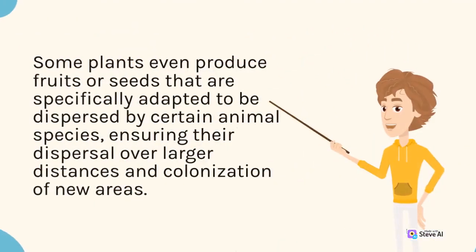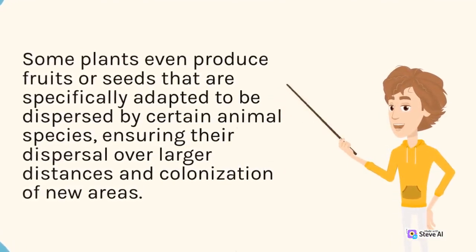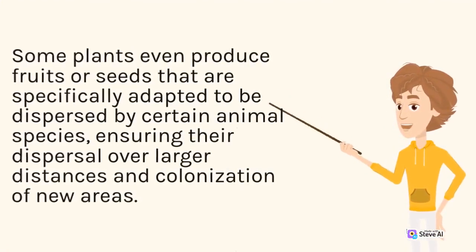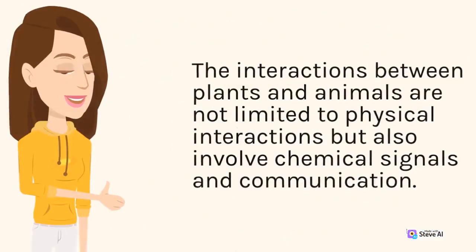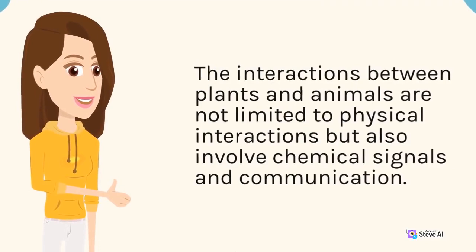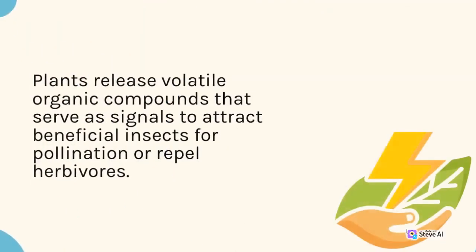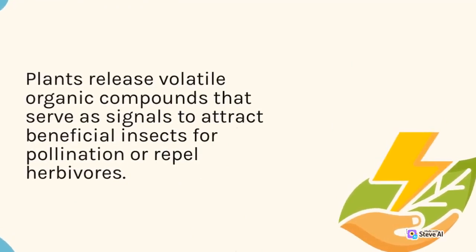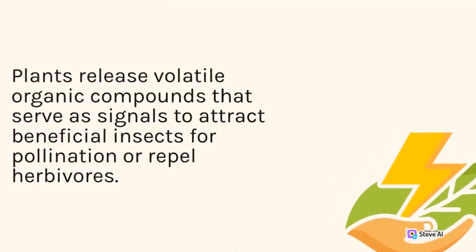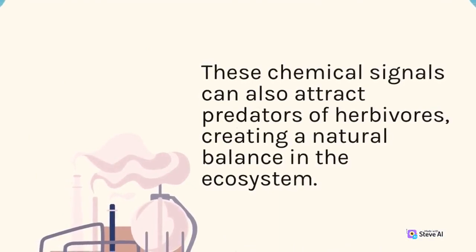Some plants even produce fruits or seeds that are specifically adapted to be dispersed by certain animal species, ensuring their dispersal over larger distances and colonization of new areas. The interactions between plants and animals are not limited to physical interactions but also involve chemical signals and communication. Plants release volatile organic compounds that serve as signals to attract beneficial insects for pollination or repel herbivores. These chemical signals can also attract predators of herbivores, creating a natural balance.